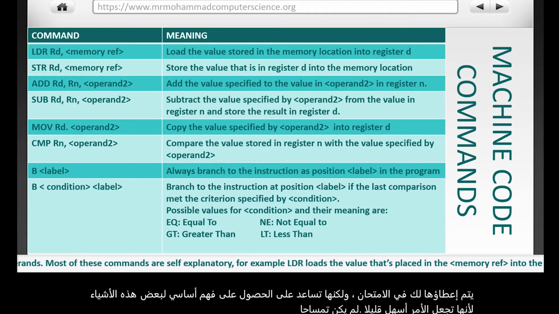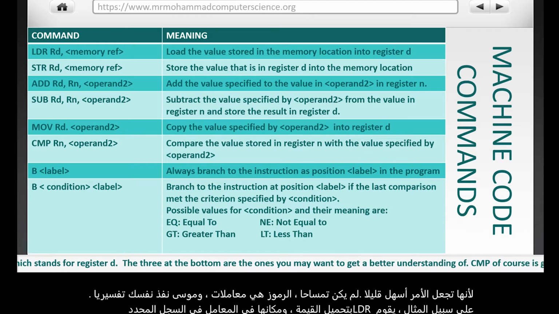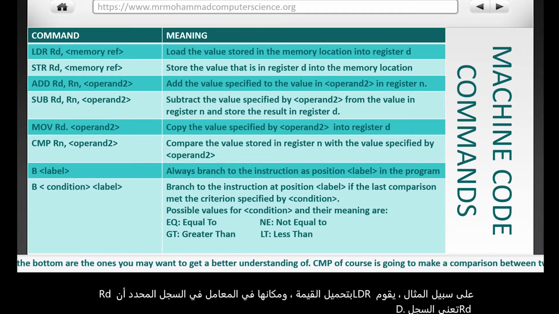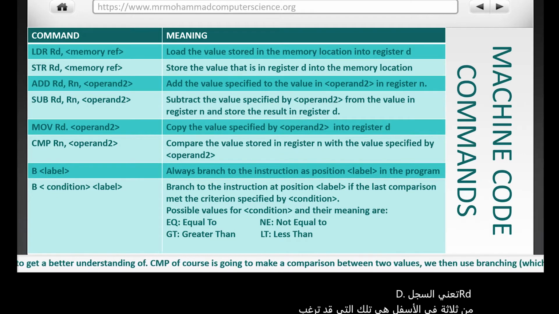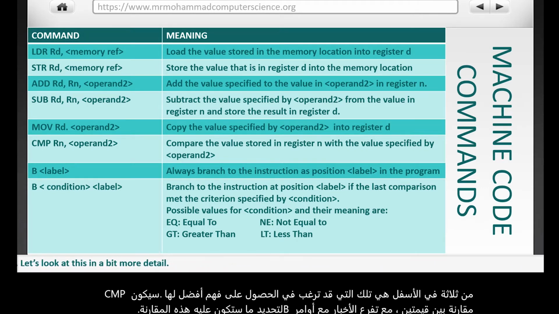For example, LDR loads the value that is placed in the operand into the register specified at RD, and RD stands for register D. The three at the bottom are the ones you may want to get a better understanding of. CMP is going to make a comparison between two values. We then use branching, which is the B commands, to determine what this comparison will be. Let's look at this in a bit more detail now.